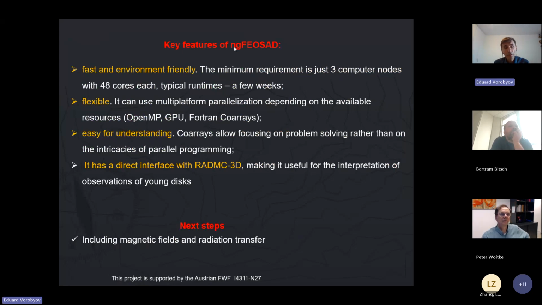And we have this direct interface with Radmc-3D. We can port their gas density and dust density distribution, including dust sizes, so we can see if the dust size varies. We developed that interface. You can port that and produce realistic images, and try to interpret the observations with this tool. And I hope that in the near future I will include radiative transfer.